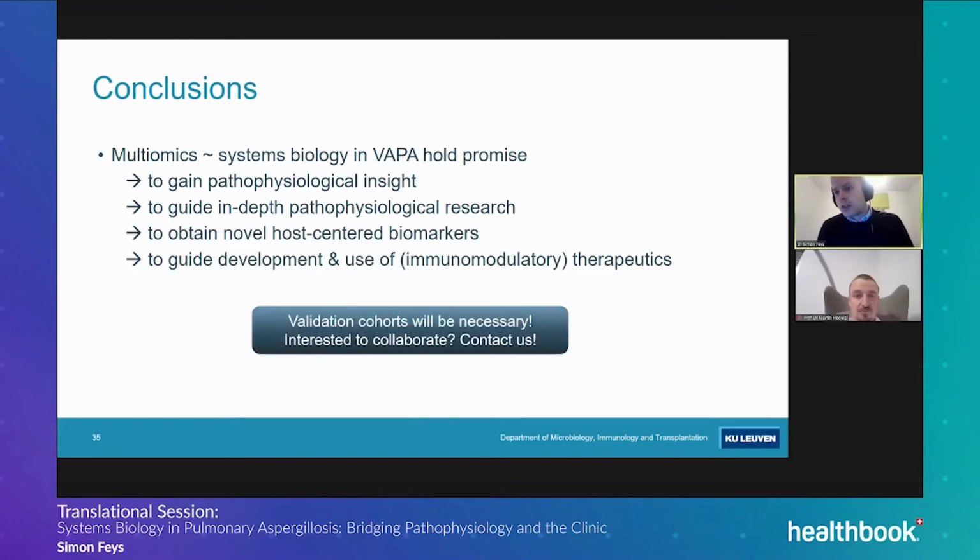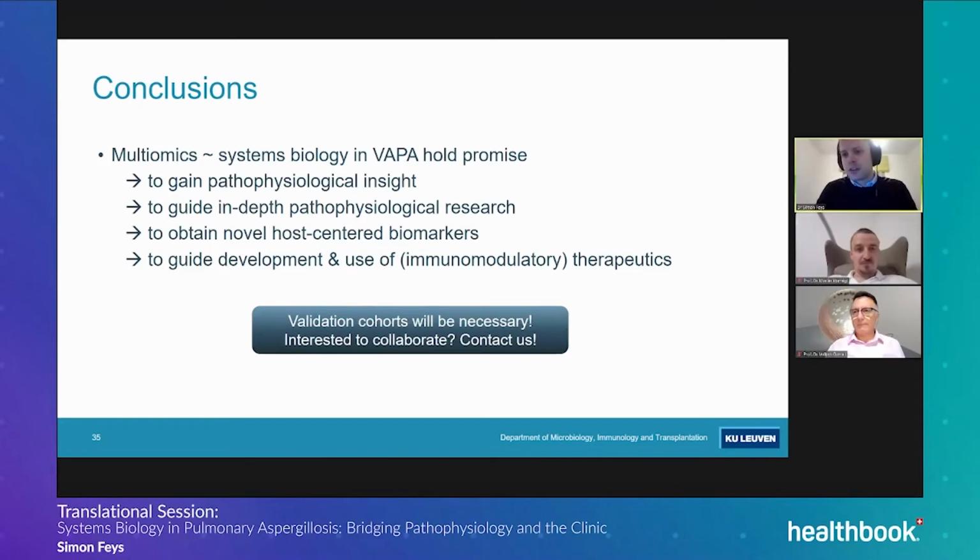For our research that we are currently performing, we will for sure need validation cohorts in the future, because now we have a nice discovery cohort, but sound biomarker finding needs validation cohorts. So we are always willing to collaborate, and if you have samples, please contact us, and we can have a talk.